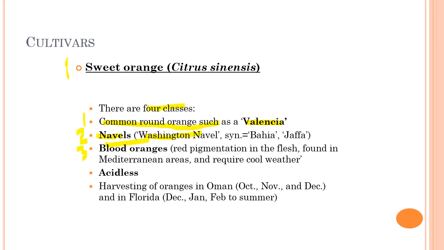Number 3 is blood orange, which is usually a kind of orange that is red from inside. You don't see it much here because it needs cold weather. And then number 4 is acidless. It's not acid, it is sweet. That's why it is called acidless. So we have acidless, blood orange, navel, and Valencia. They are usually harvested in Oman during October, November, December. But in colder climates like Florida, it is December, January, and February. So in Oman, it starts early because it is a hot country, but in a colder, subtropical climate, it is a little bit late for oranges.